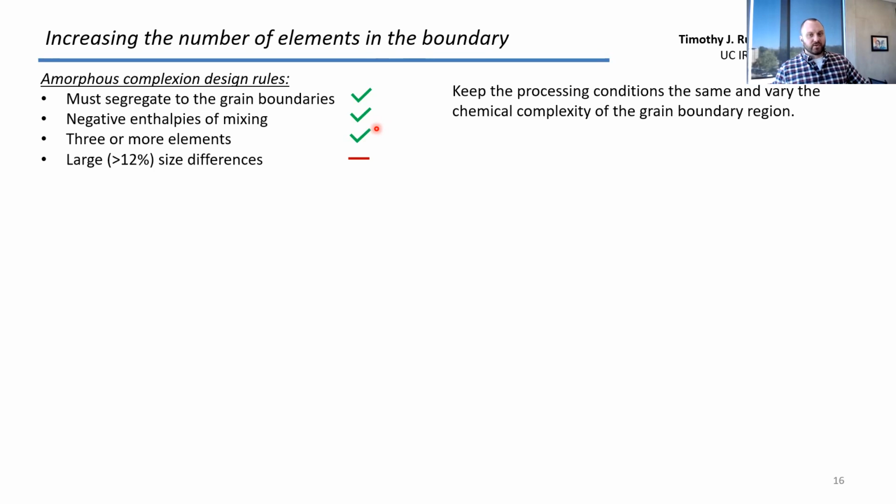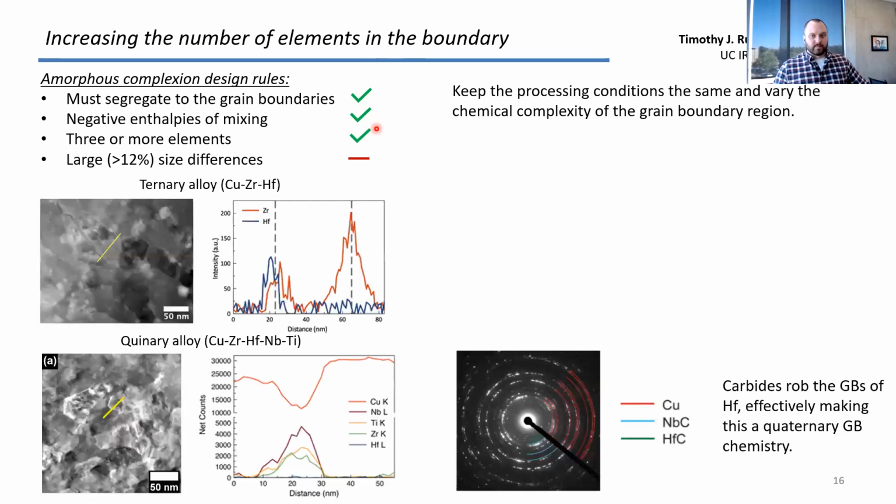We're going to dive into adding more and more elements. So I'll show you going from a binary to a ternary alloy. Instead of just copper zirconium, we're looking at copper zirconium hafnium. This is just showing that, again, we have segregation of these species to the boundary. And then we also move to a quinary alloy, copper zirconium hafnium niobium titanium. In this case, the crystals are really just pure copper, and then we get segregation to the interfaces.